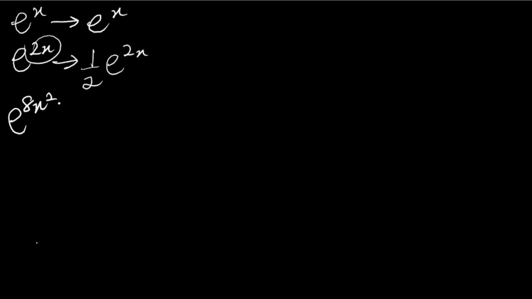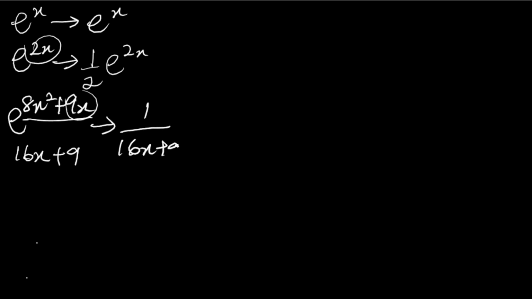Let's say we have e raised to the power of 8x squared plus 9x. Now what will this be? Differentiating the power, what will it be? Differentiating 8x squared will give you 16x. Differentiating 9x will give you 9. That is, the answer to this is 1 divided by 16x plus 9, times e raised to the power of that same thing you just differentiated. I hope you understand. This is one of the fastest ways you can do these things without stressing yourself.